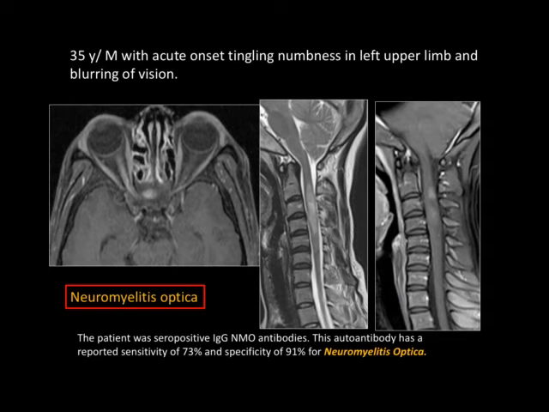NMO, neuromyelitis optica. And what is the new differential? MOG, anti-MOG antibody. The imaging is the same. So 73% of patients who have MR imaging like NMO will be positive for NMO antibody. But another 27%, researchers wondered why it is not seen. So then they discovered a new antibody, which is anti-MOG antibody.